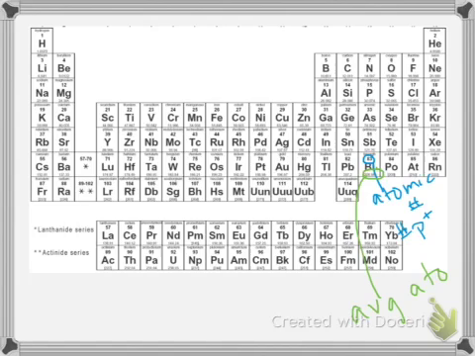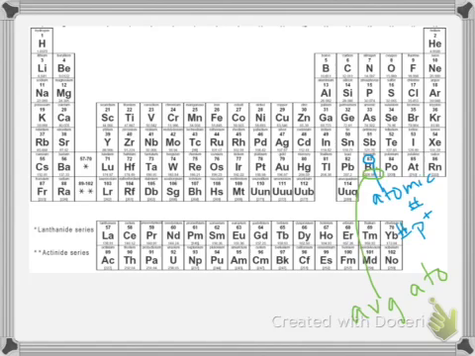So all you really need to know is that that little number is the defining characteristic of an atom, because if I have 83 protons, then I must be working with bismuth. I could have more or less electrons and still be working with bismuth, but I can't have more or less protons and still be working with that.